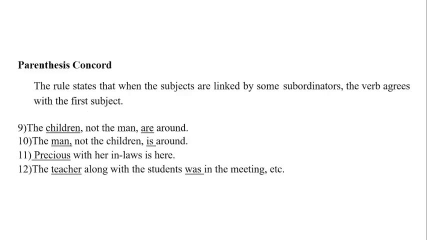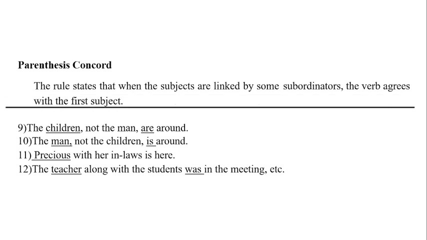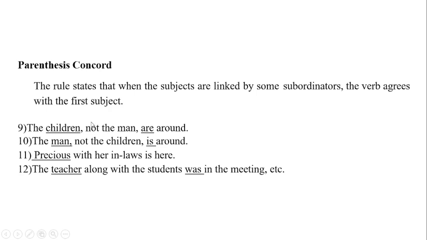All right, the next type of concord is parenthesis concord. This rule states that when the subjects are linked by some subordinator, the verb agrees with the first subject. For instance, we have: the children, not the man, are around. Not the man here is in parenthesis.